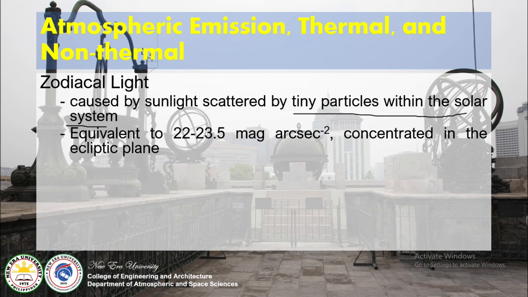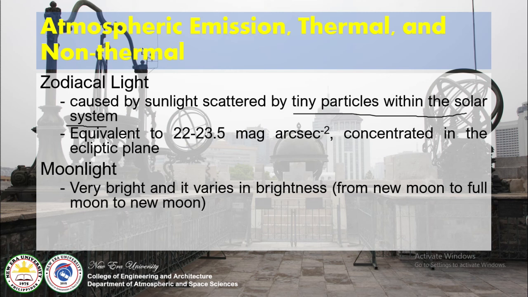Also, we have the moonlight. This is a very obvious additional brightness in the sky. In terms of sky brightness, our unit is the magnitude per arcsecond squared. So the zodiacal light at 22 to 23.5 is relatively dim, but it can be seen after sunset and before sunrise. And this zodiacal light is also seasonal.